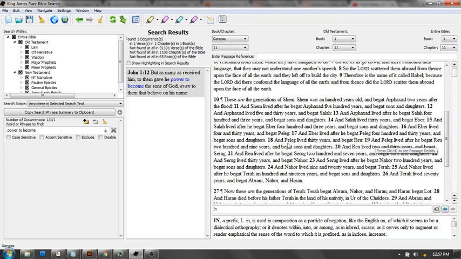And Peleg lived after he begat Reu, how many years? 209 years. So Peleg lives 209 years after he begets Reu. So if it's 209 and he lived 30 years and begat Reu, that's 239 years. Does that make sense? Peleg lives 30 years, gives birth to Reu. And he lives after he begets Reu 209 years. 209 plus 30, so he dies at 239 years old. Peleg does.